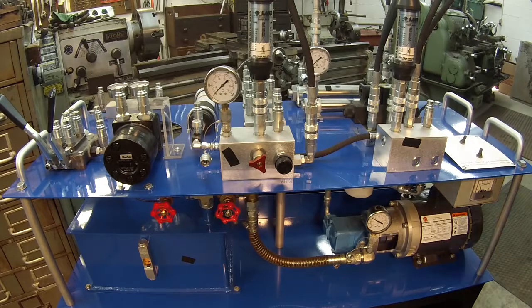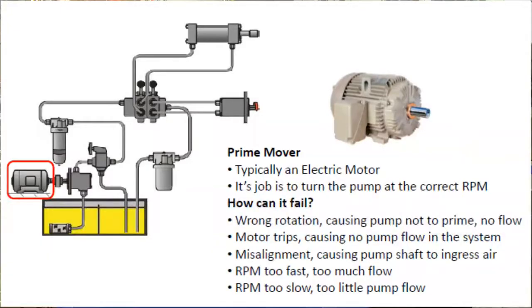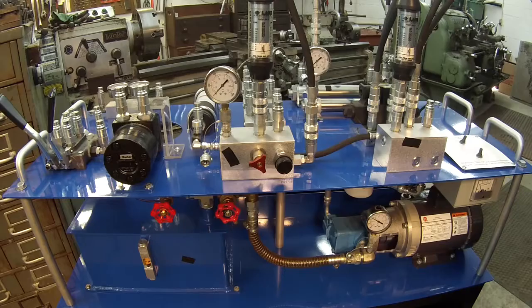So a couple of things, failure modes of your electric motor. Your bearings can go bad inside your electric motor, obviously. When you're in startup condition, you can turn the wrong rotation. It's supposed to turn right-hand rotation, and it can turn left-hand rotation if you wire it wrong.